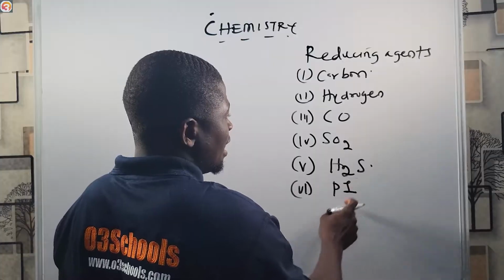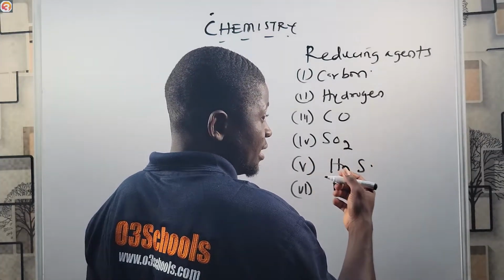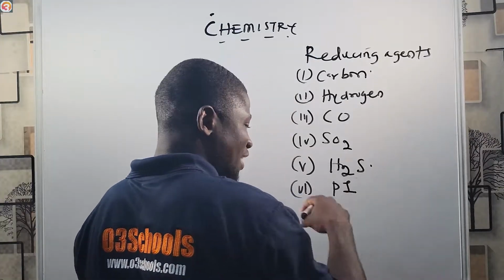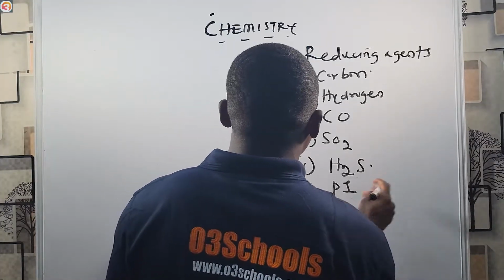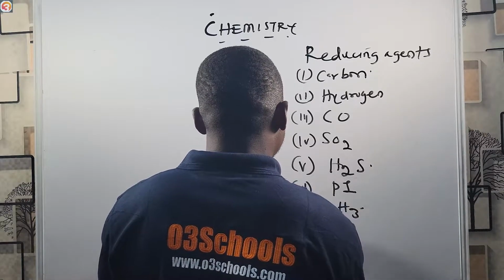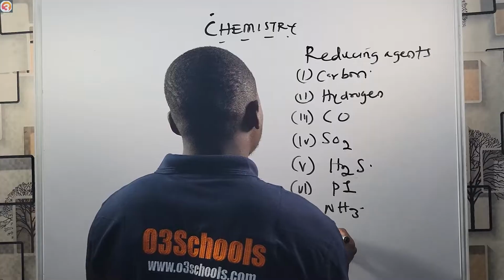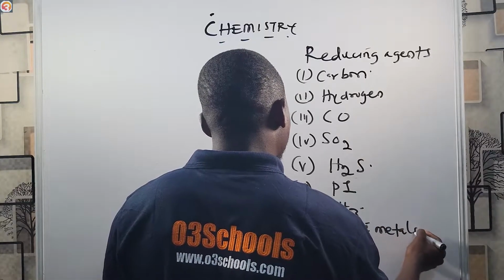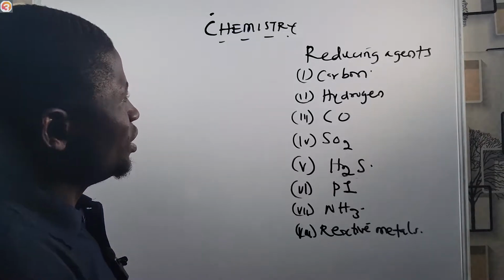This potassium iodide and hydrogen sulfide, we use them to test for oxidizing agents, isn't it? To show that they are reducing agents, that's why we use them to test for oxidizing agents. Then after potassium iodide, we have ammonia, and then we have reactive metals.